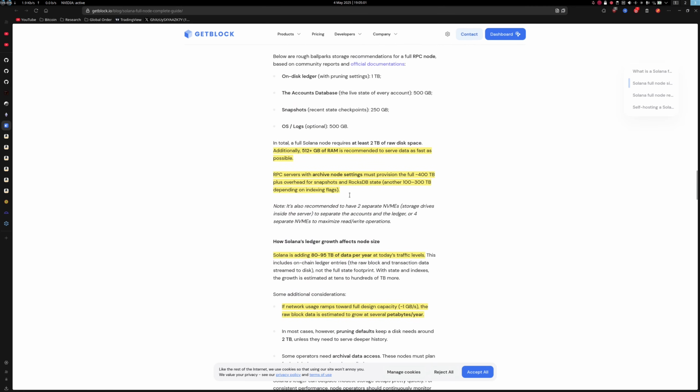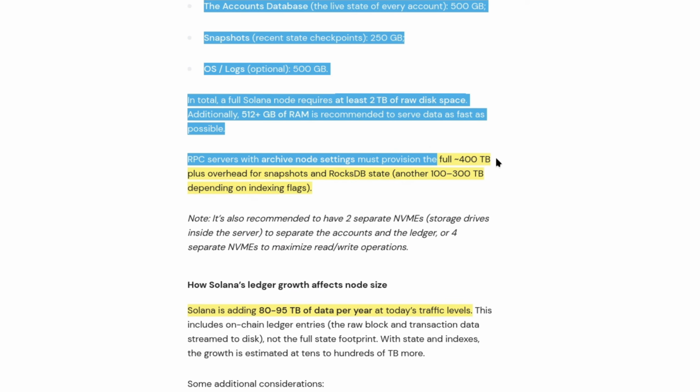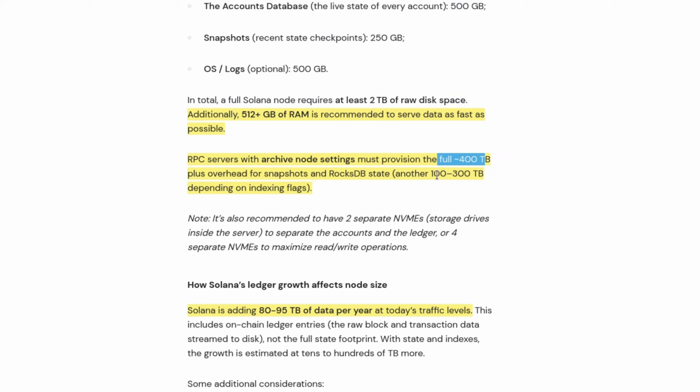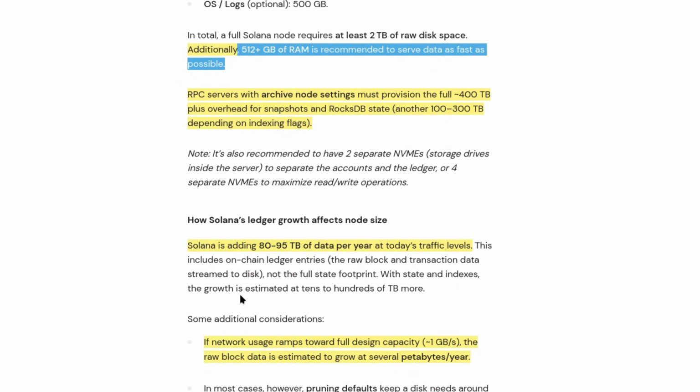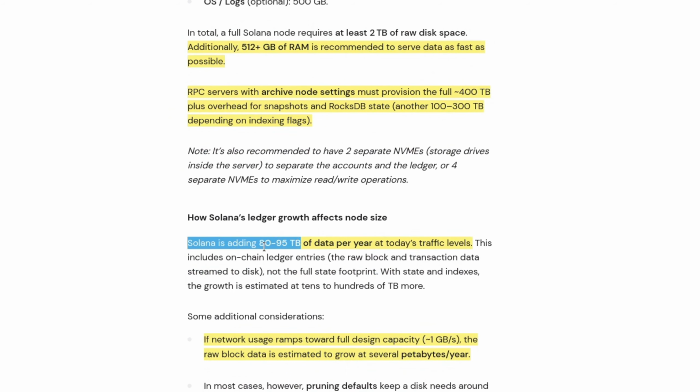that will be, let me find it right here, 400 terabytes plus 300 terabytes of data. So that's 700 terabytes in total, plus 512 gigs of RAM. And it says Solana at its current rate is adding 80 to 95 terabytes of storage to their blockchain every year. That's a lot of data.